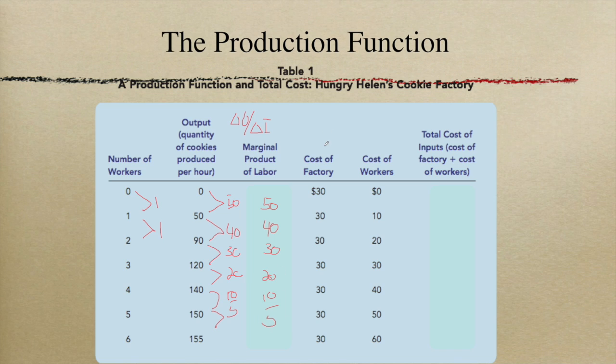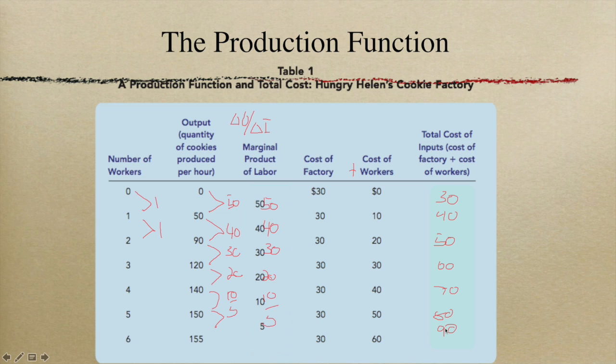Now, total cost is just going to be the cost of the factory plus the cost of the workers. 30 plus 0, 30. 30 plus 10, 40. 50, 60, 70, 80, 90.